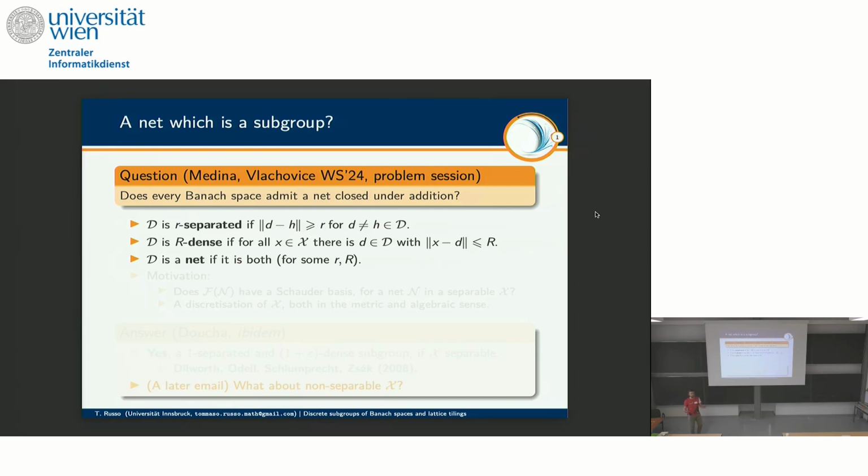So it is a collection of points in the space which is close enough to every point but doesn't cluster to itself. So for example, if you take in the plane the integer grid, this is a net because the distances are 1, and it should be square root of 2 divided by 2 dense, probably, something like this. So this is the most classical, simple example you can think of.